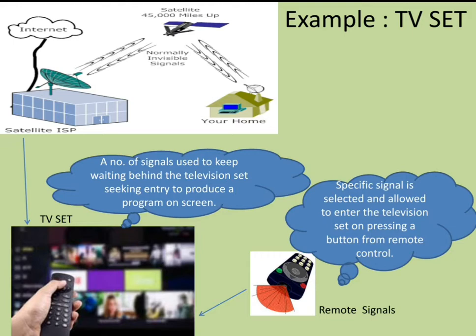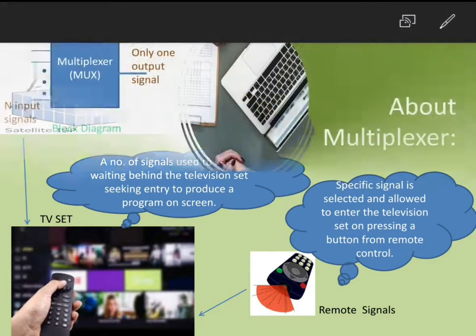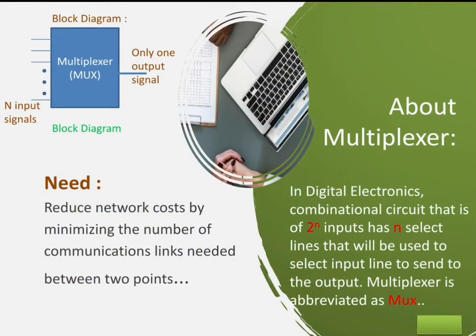Because you are used to the TV sets, that's why I'm taking this, and you are able to understand what I want to say, why we are having multiplexer, and how the concept came. And see something about multiplexer. You are having a block diagram. We are accepting n number of inputs, we are producing only one output.